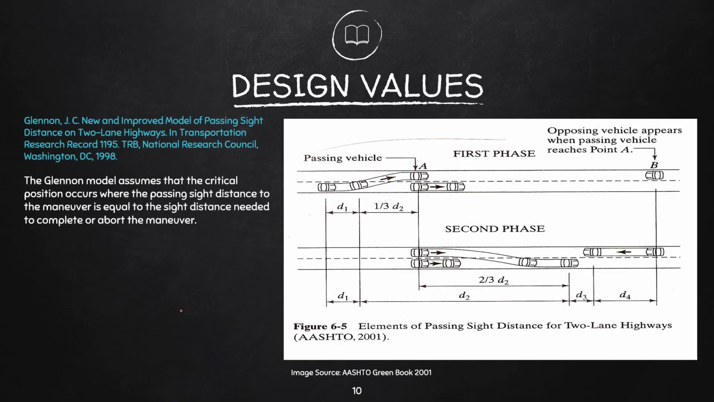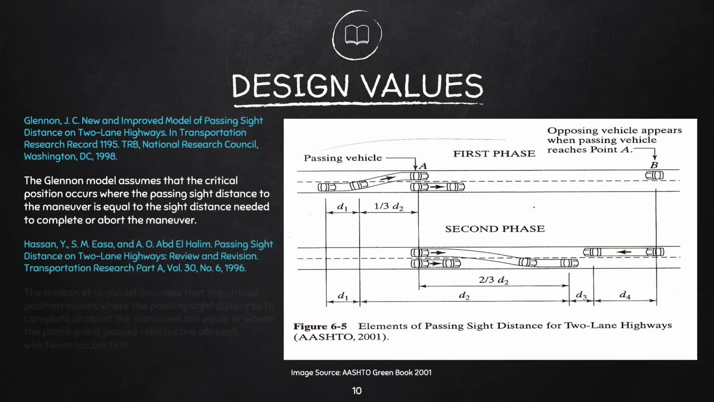According to this study, the Glennon model assumes that the critical position occurs where the passing sight distance to continue the maneuver is equal to the sight distance needed to complete or abort the maneuver. So we can see here the elements of passing sight distance from the AASHTO Green Book 2001, because I cannot find this image in the Green Book 2011, so I just placed this one here. There are 4 parts of the maneuver: D1, D2, D3, and D4. Later we will go in detail on these parts, and it is further divided into the first phase and the second phase of the passing maneuver.